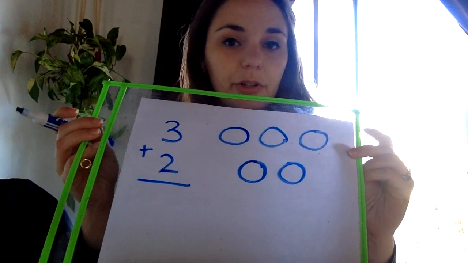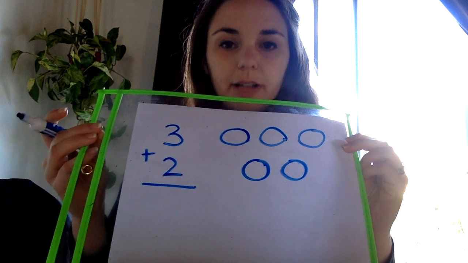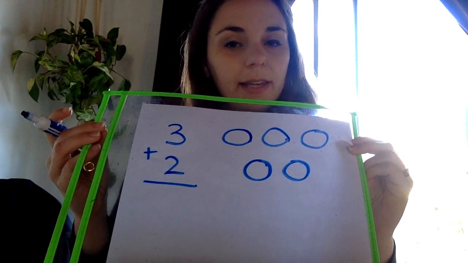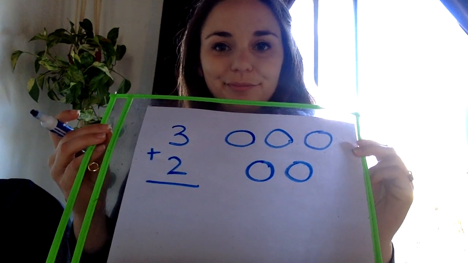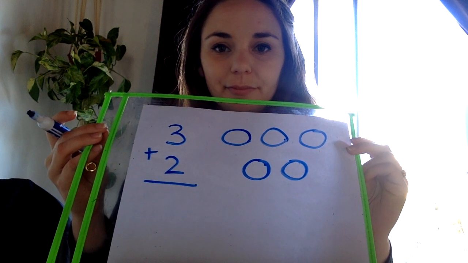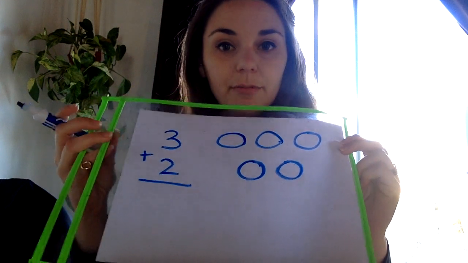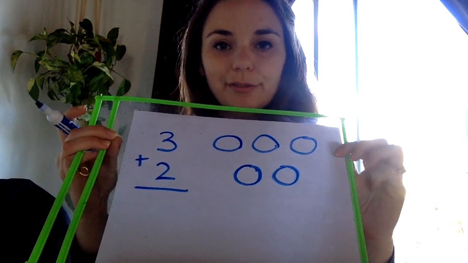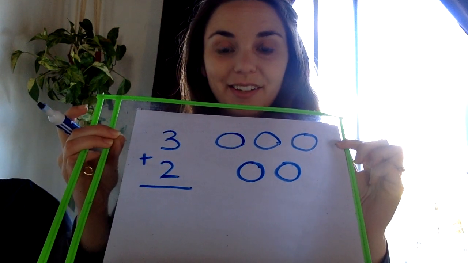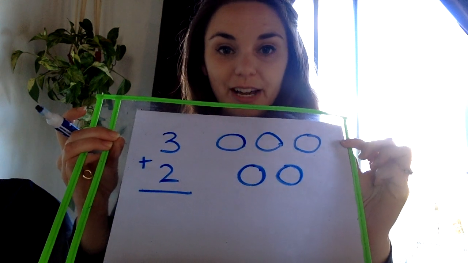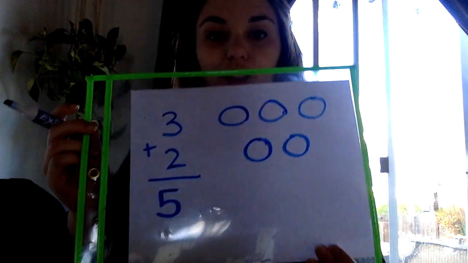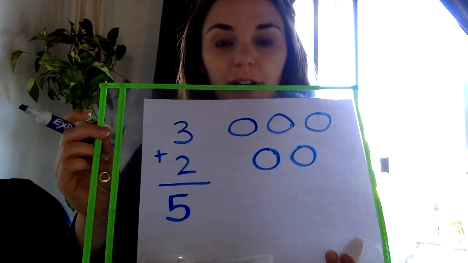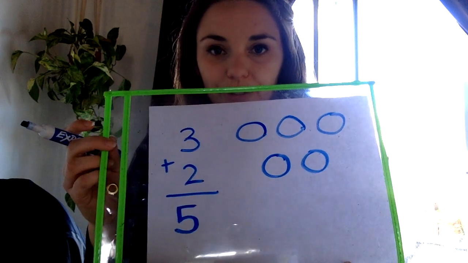Does your paper look similar to mine? 3 plus 2. Count them all up. What did you get? Did you count all of them, or did you remember there was 3 and we could just count on? 3, 4, 5. Either way works, huh? There was 5 circles now. Let's put that down. Good job, mathematicians. We solved 3 plus 2 is equal 5 with our circles.